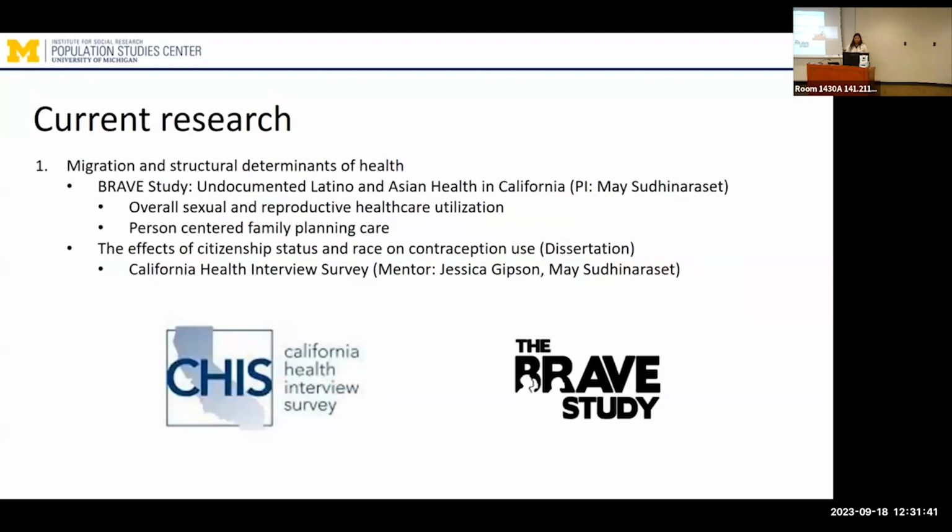So within the area of migration and structural determinants of health, some projects that I've been involved in as a PhD candidate at UCLA include the BRAVE study, which is led by Dr. Mesa Dinarasset. This study looks at the physical, sexual, and mental health of undocumented Latino and Asian immigrants in California. The study I've been primarily involved with is one of the first studies to look at overall sexual and reproductive healthcare outcomes among undocumented immigrants.